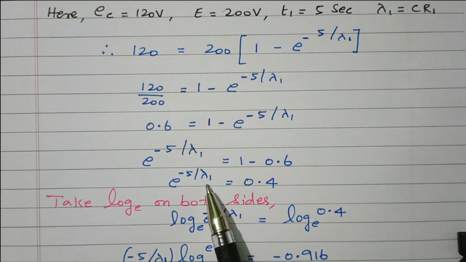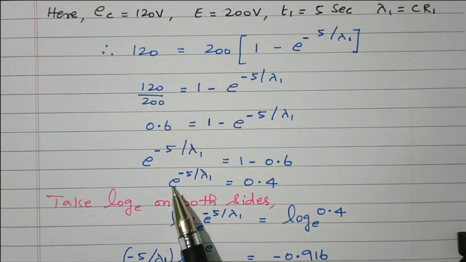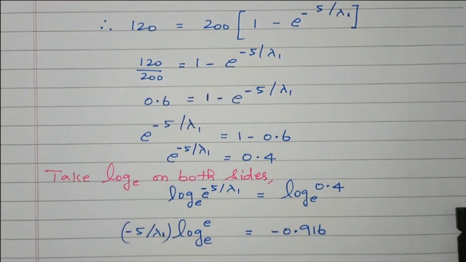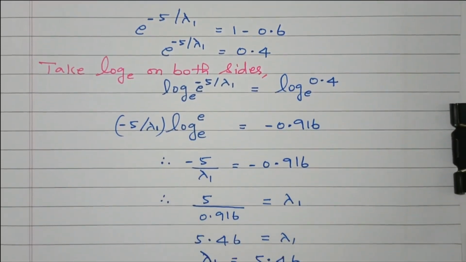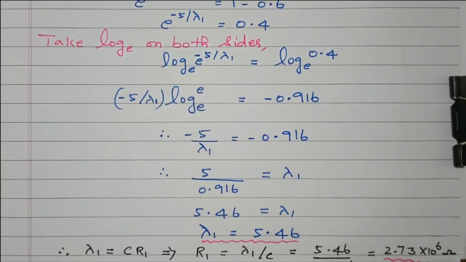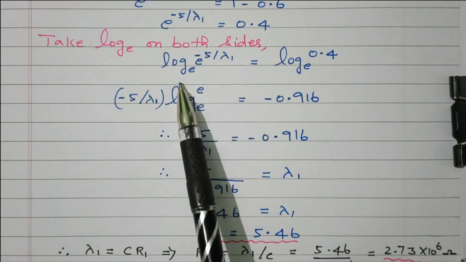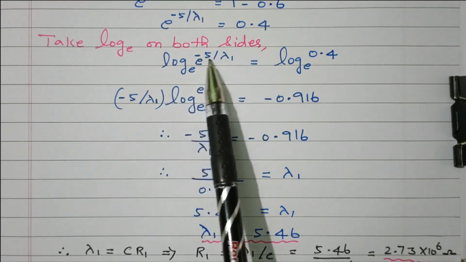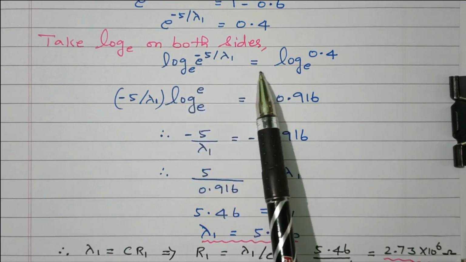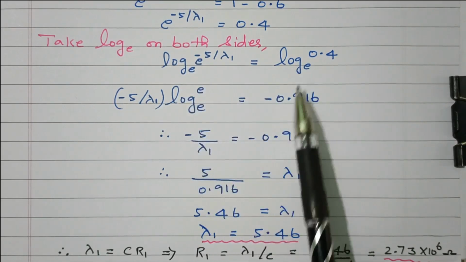Now we need to find the lambda 1 value, and from that we need to find the R value. So here e power is there, so we'll take the log on both sides. By taking log on both sides, we can easily identify the value of lambda 1. So take log on both sides with base e. Log e power minus 5 by lambda 1 with base e equals log 0.4 with base e.